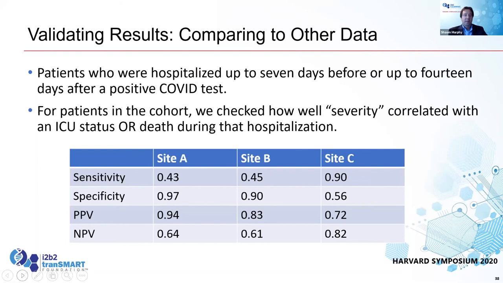And so you make that 2x2 table, and then you can calculate the sensitivity, specificity, positive predictive value for your severity code and negative predictive value. And what you can see is it's not always the same, right? So in sites A and B, the positive predictive value for the severity codes is pretty good. In site C, it wasn't quite as good, right? And along with that, the specificity in sites A and B of that definition was pretty good. In site C, it wasn't.